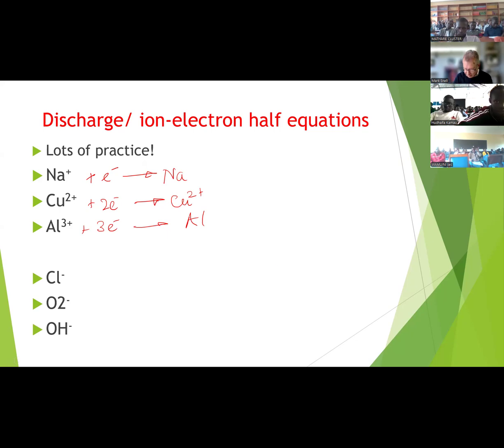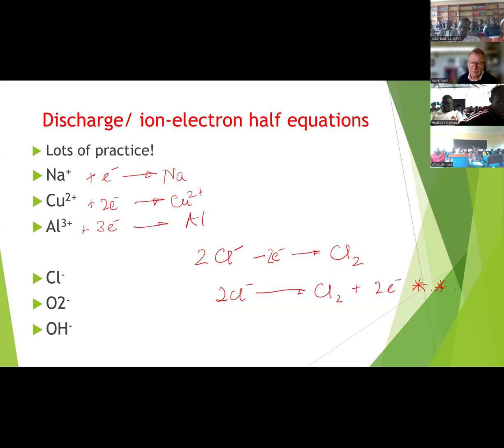Now, the anions, and it's up to you how you do this, it is perfectly okay to write Cl minus loses electrons and becomes chlorine. Chlorine goes around in pairs, so I need two there, and two there. Or 2Cl minus turns into Cl2 and two electrons. Now you know probably that this is better, but it doesn't matter which one they write. And then you need some practice. Oh, sorry, that's meant to be O2 minus, not O2 minus.